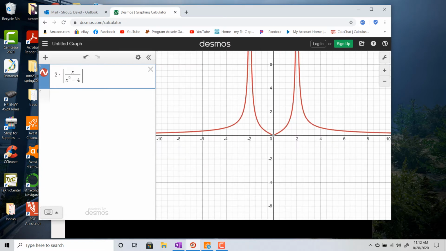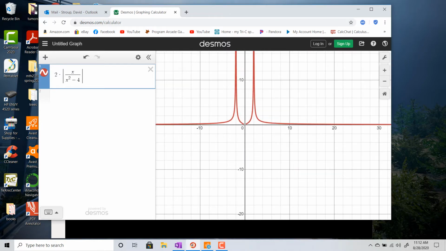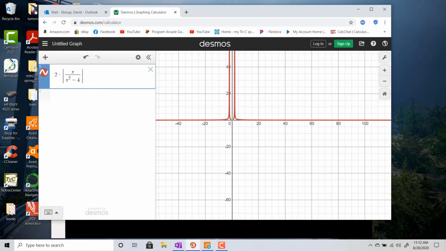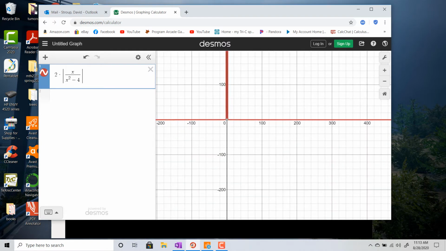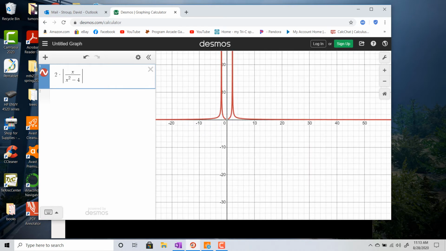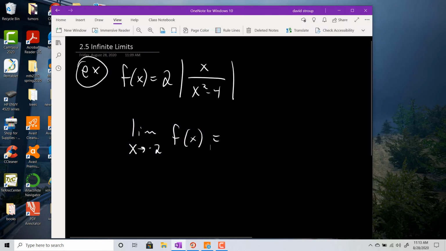As we approach -2, or even as we approach 2, from either direction, it looks like it's shooting up and up and up. We can zoom out, and you see it just keeps on going up. That's pretty crazy. Zoom back in there. It looks like it's going in either direction to positive infinity. So we would say the limit of f of x as x goes to -2 is going to be positive infinity.